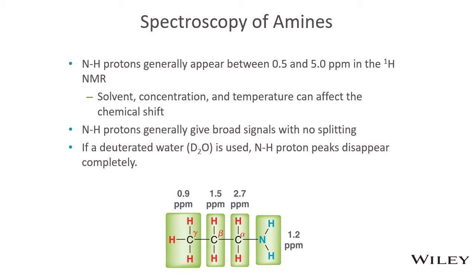So amines are very similar to alcohols. The NH protons generally appear between 0.5 and 5 ppm in the proton NMR spectrum. So it really is variable. It's not a set number that we would expect. Now with the amine protons, they can be affected easily by the solvent, concentration, and temperature. So all of these can influence the chemical shift of where these peaks appear.